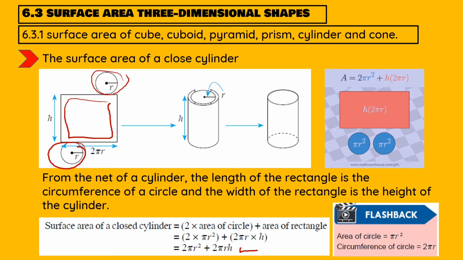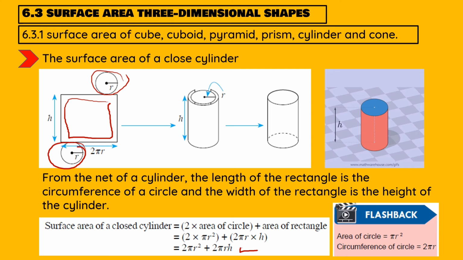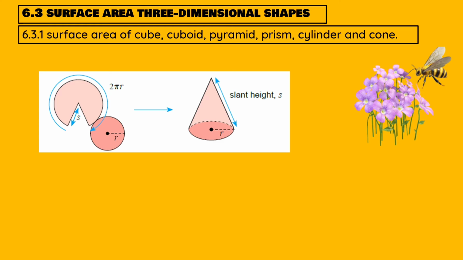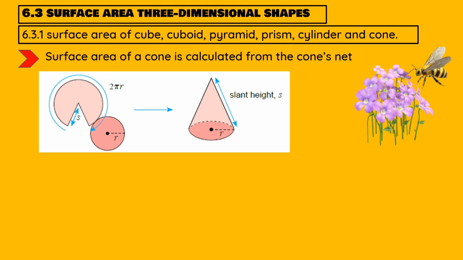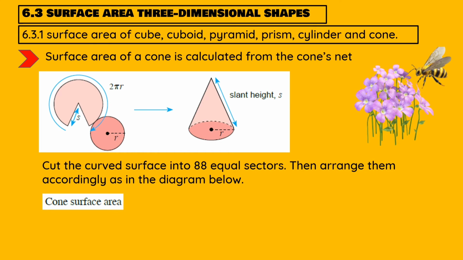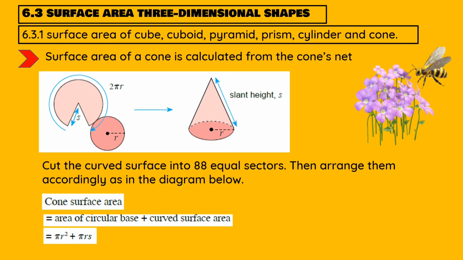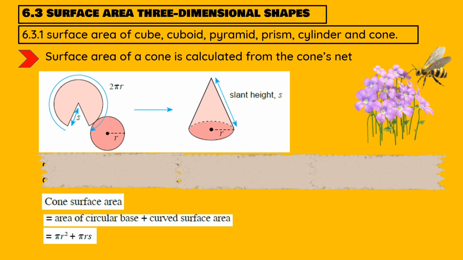This is just a flashback. If you remember, area of a circle equals pi r squared. Circumference of a circle equals 2 pi r. Surface area of a cone is calculated from the cone net. Cone surface area equals area of circular base plus curved surface area, which is pi r squared plus pi r s. You may look into your textbook for a more detailed explanation of how to get the formula.